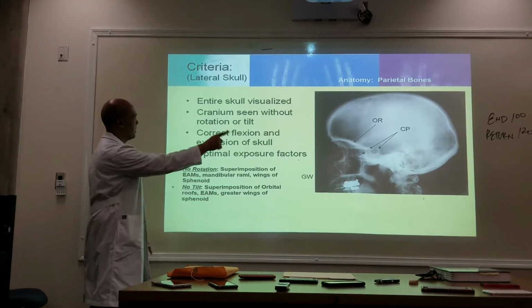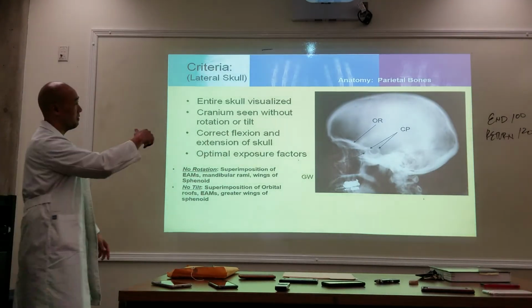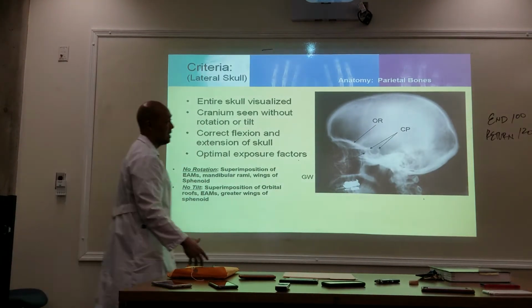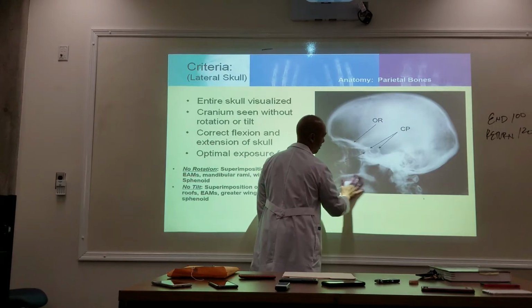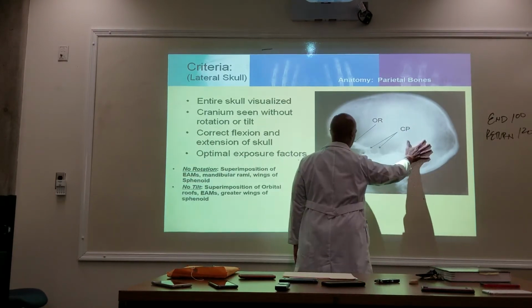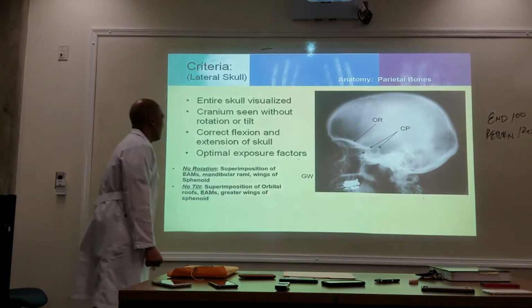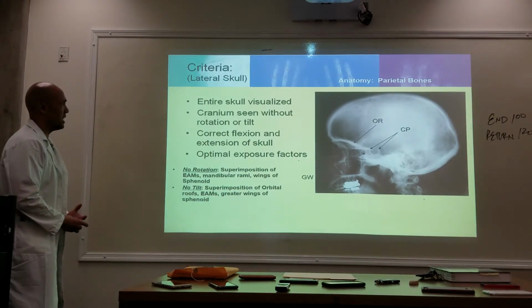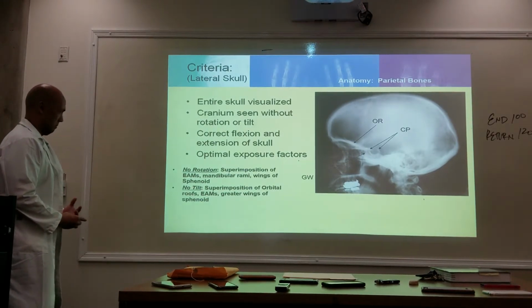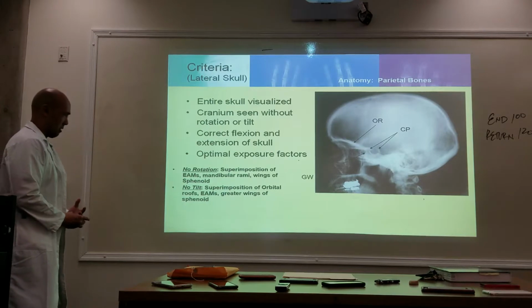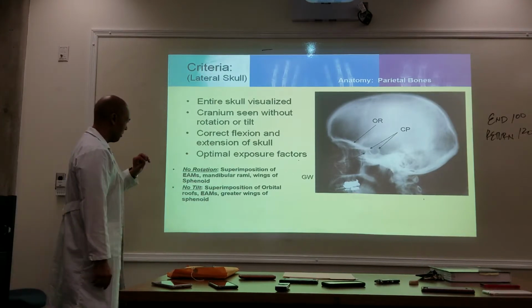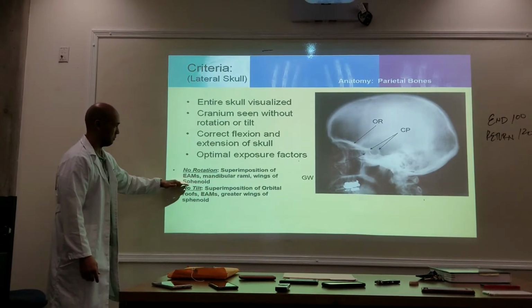Okay, but anyway, so the entire skull, let's go back over here. The entire skull should be visualized. Again, do we care about the mouth? Not really, so we want the skull on here. So the cranium is seen without any type of rotation or tilt. Optimal exposure factors are appropriate. So how do we know if there's no rotation or if there's no tilt?